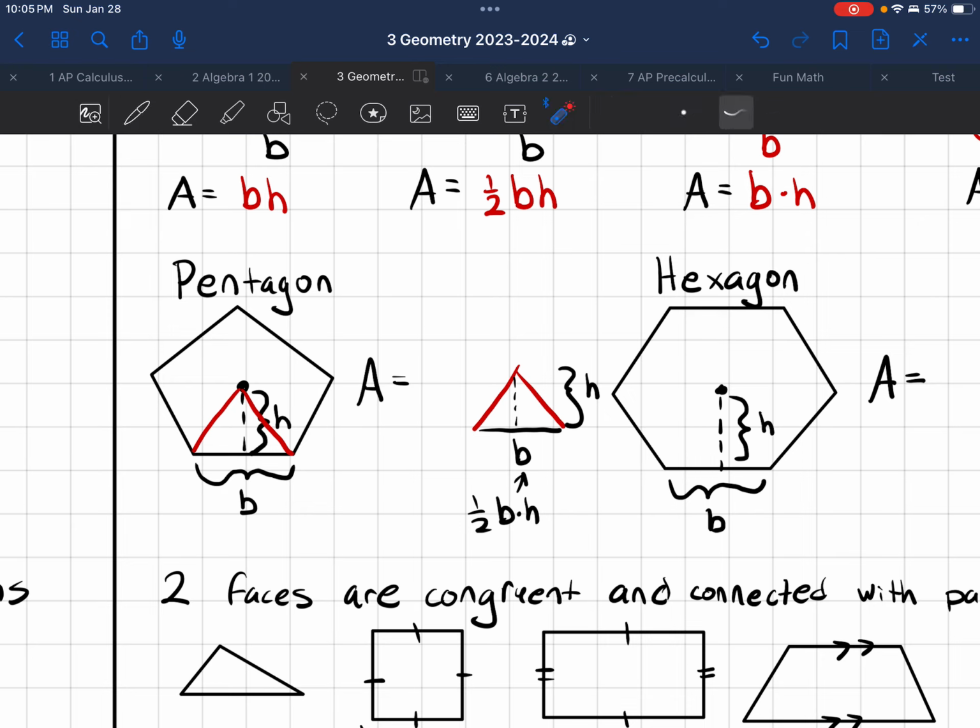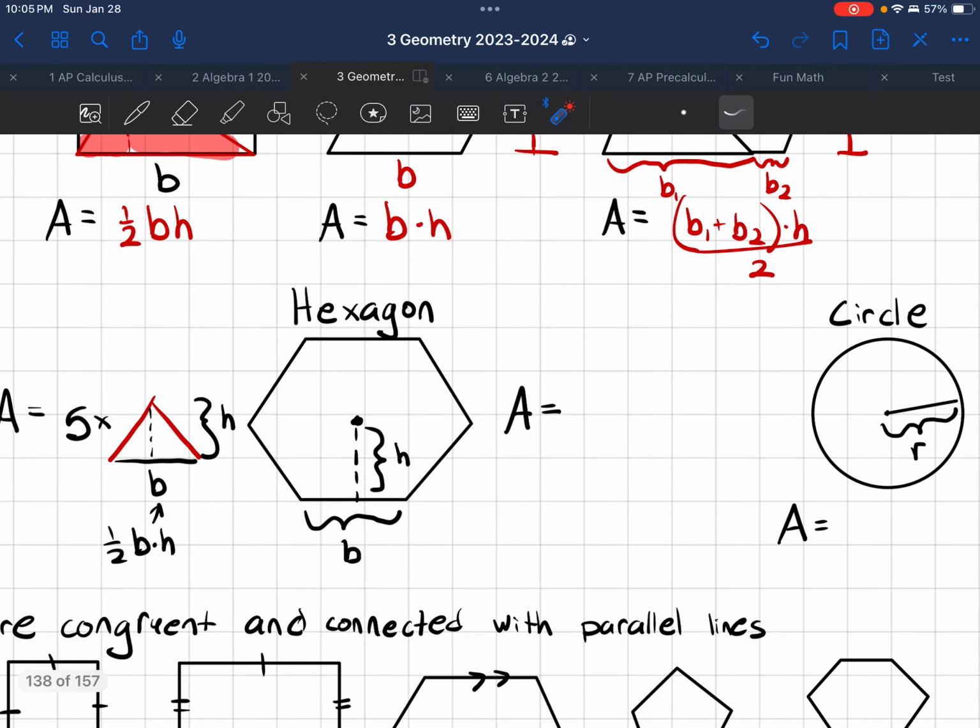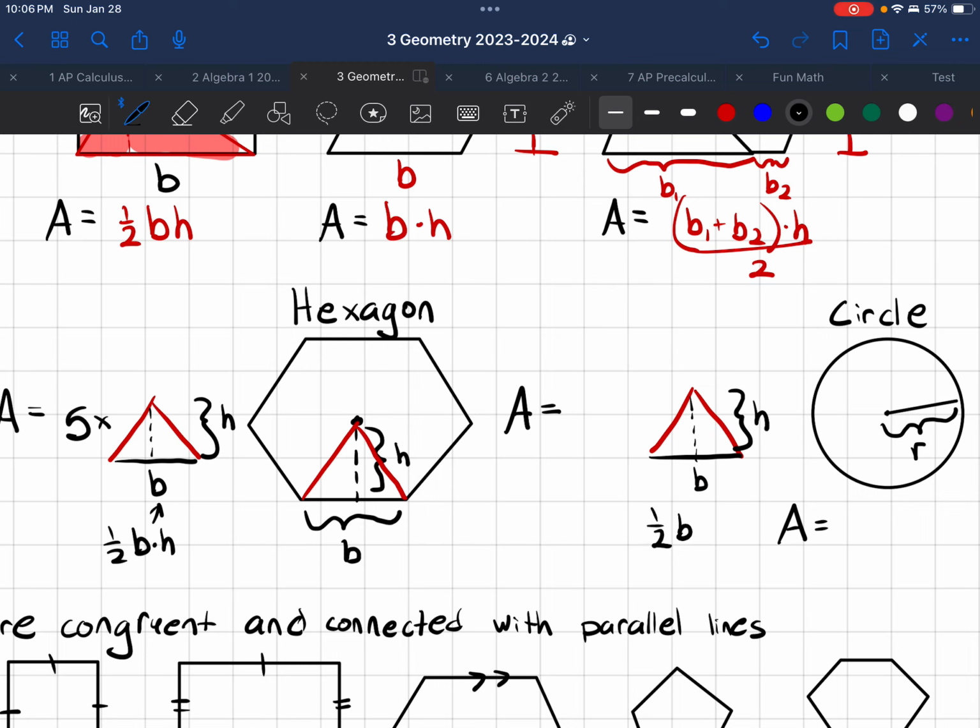And then finally, the hexagon. It's not finally because we have a circle, but next the hexagon is very similar, where you can see that we're going to cut this into triangles again. And if I look at that triangle, so I have those red pieces here, I have this black piece here, I have that height here, where this is the height and this is the base down here. Again, the area of a triangle is 1/2 of the base times the height.